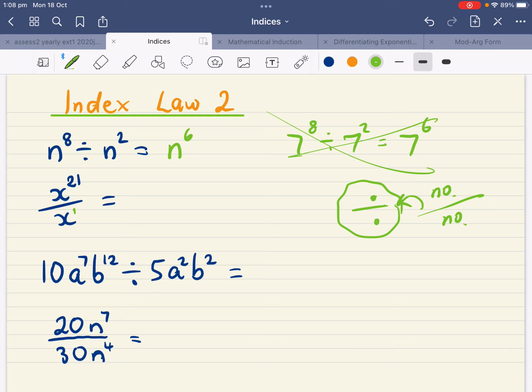So here we have divide. It doesn't matter if the division's written like this or this, it's done the same way. The base stays the same. You take away the powers. You should end up with x to the 20 there.